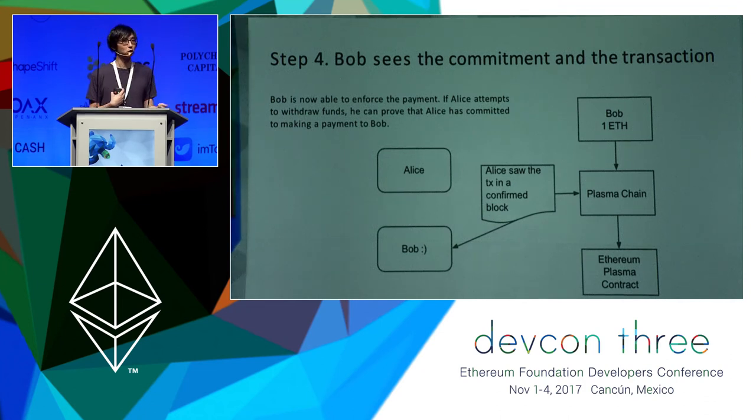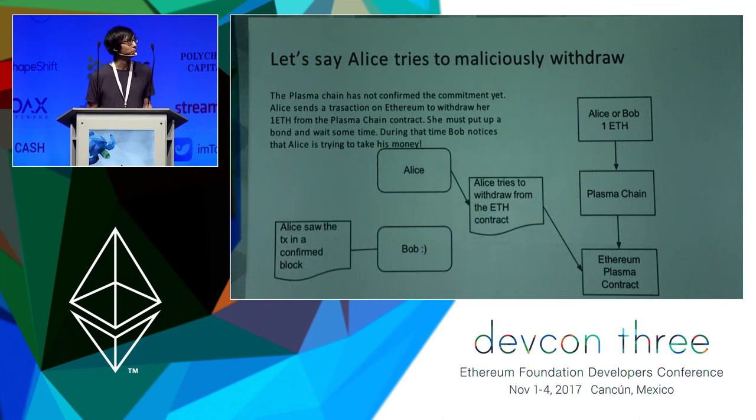So creating this two-phase construction allows Bob to know that Alice no longer has any claim to the funds, and Alice has assurance that she will have the funds available if the block is withheld at any point in time. As an example, let's say Alice tries to maliciously withdraw the funds. If Alice tries to withdraw the funds during step three, when it's not fully committed to Bob yet, she submits a transaction onto the Ethereum main chain, the Ethereum root chain, basically what we call Ethereum today. And let's say the holding period is 14 days before she can correctly withdraw and she has to put up a bond.